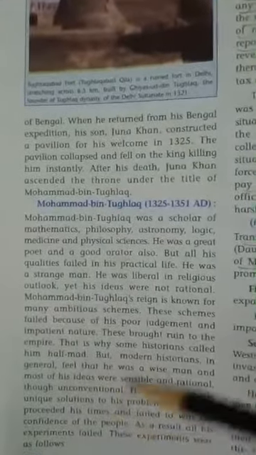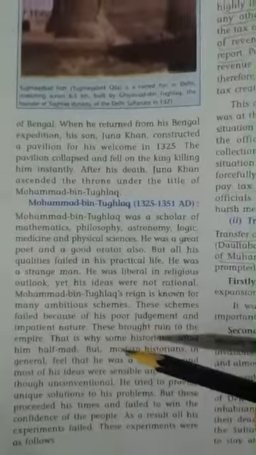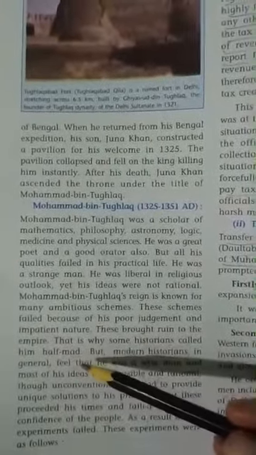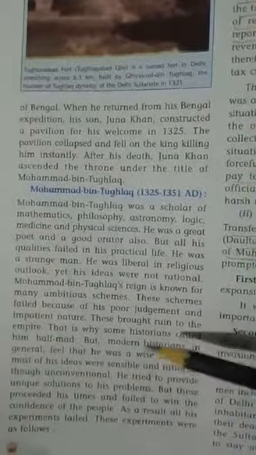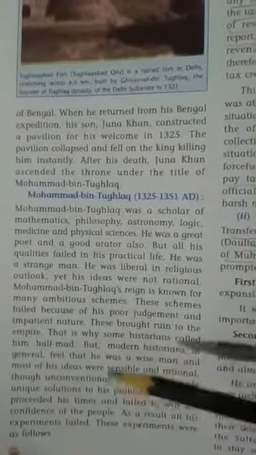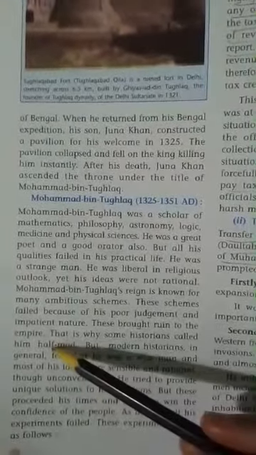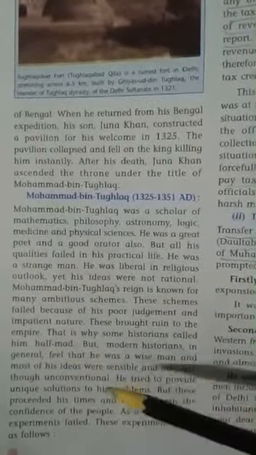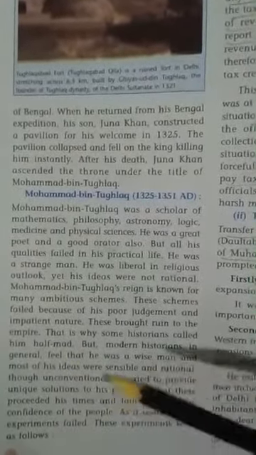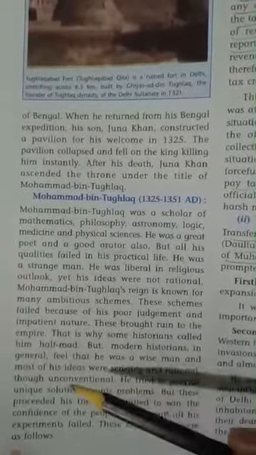So because of this kind of nature Muhammad bin Tughlaq possessed, many of the historians called him half mad, because his plans were theoretically very good, but practically they were very absurd in nature. But modern historians in general feel that he was a wise man and most of his ideas were sensible and rational, though unconventional, meaning non-practical in nature.